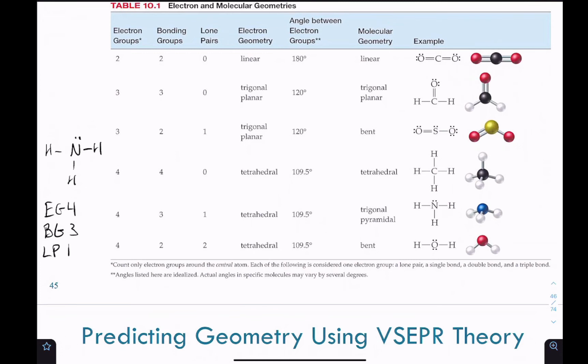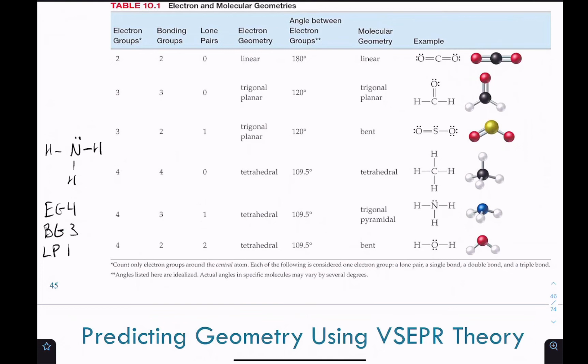Now we can look at this chart and say, okay, we've got 4 electron groups. This is electron groups at the top. And then we have 3 bonding groups, 1 lone pair. This first one is the electron geometry. That's not what you're going to write down on the Lewis structure worksheet. What you will write down is trigonal pyramidal, because that's the molecular geometry. It's the shape of the atoms.